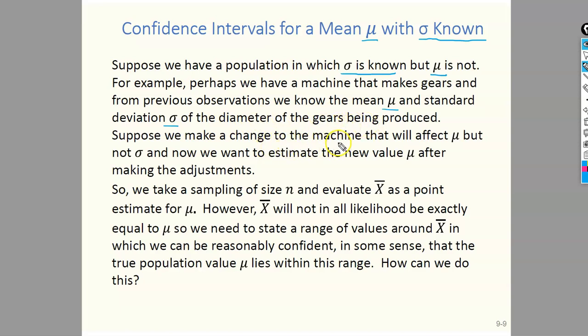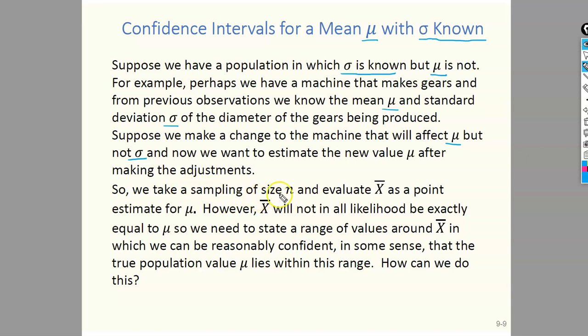Now suppose we make a change to the machine to adjust the diameter of the gear. So we make a change to adjust the diameters. Now we would expect that the mean is going to be affected because that's why we changed the machine setting, but it's reasonable to assume that the variation will not change. So you see, there are situations where we can assume that the standard deviation does not change and we can use previous values for it. Now what we want to do is determine the mean diameter for the size of the gears being produced after we made the changes.